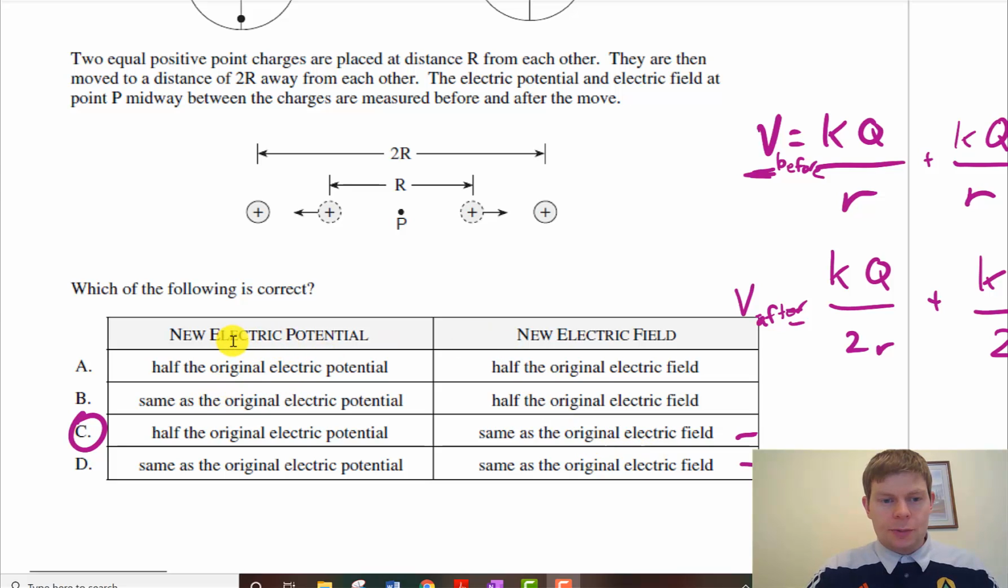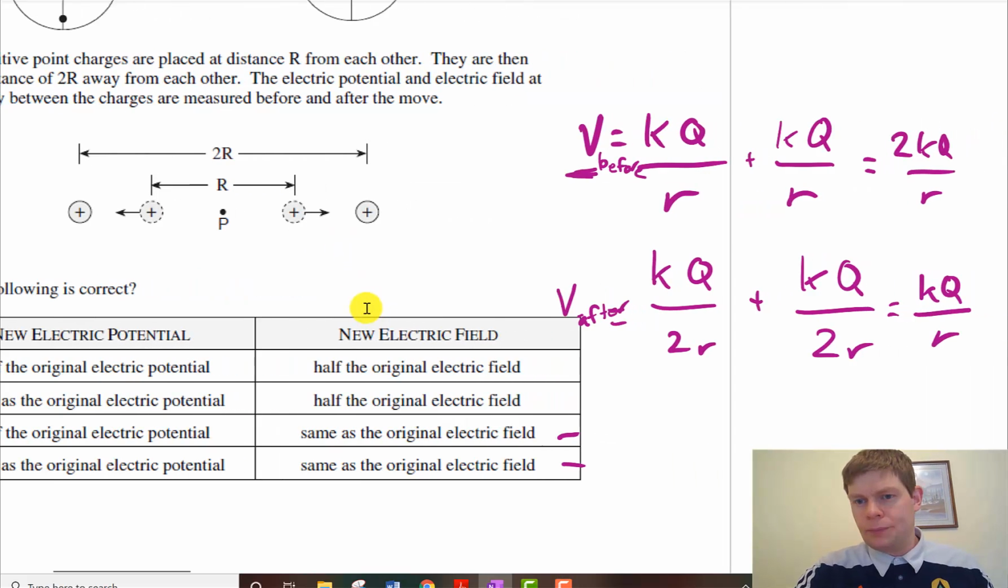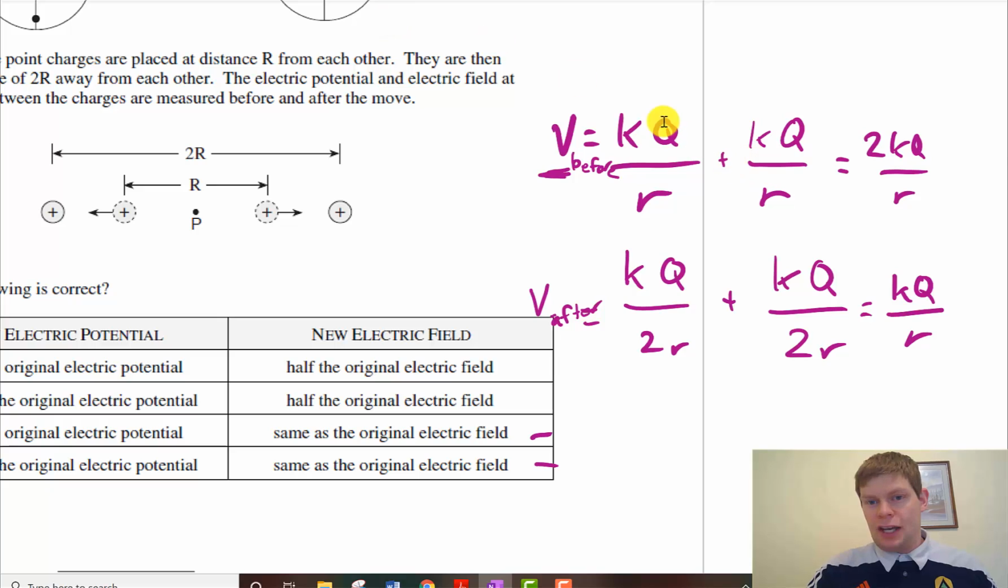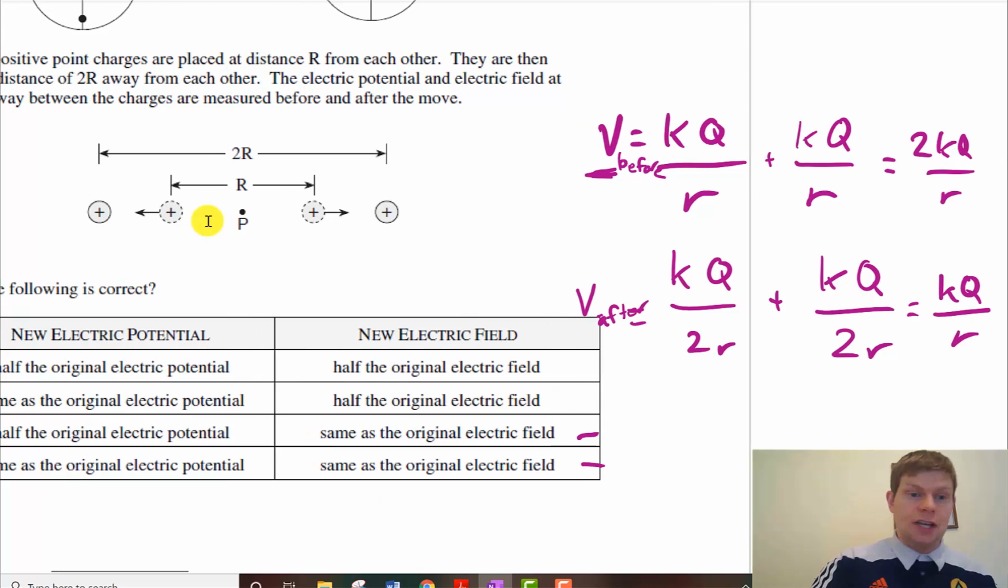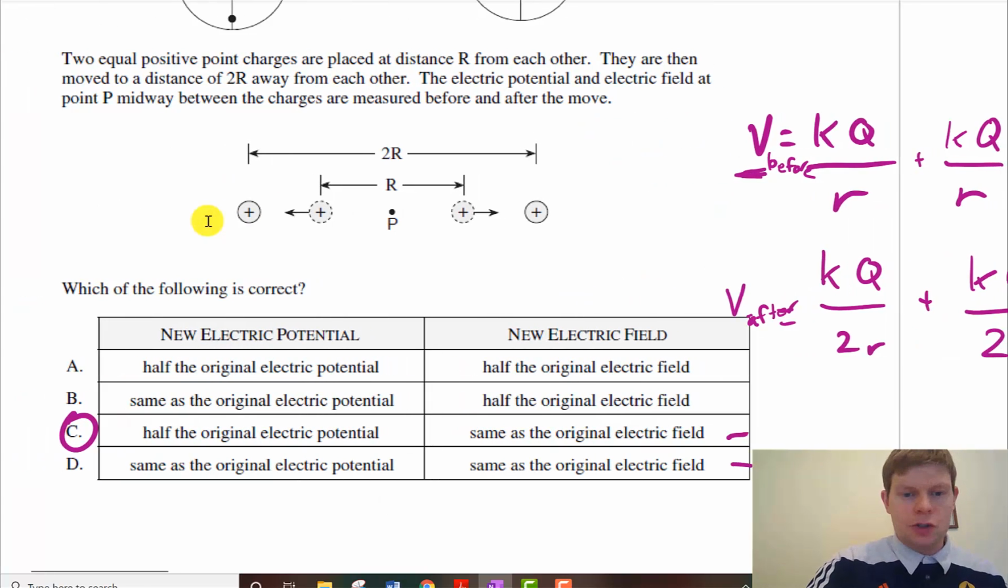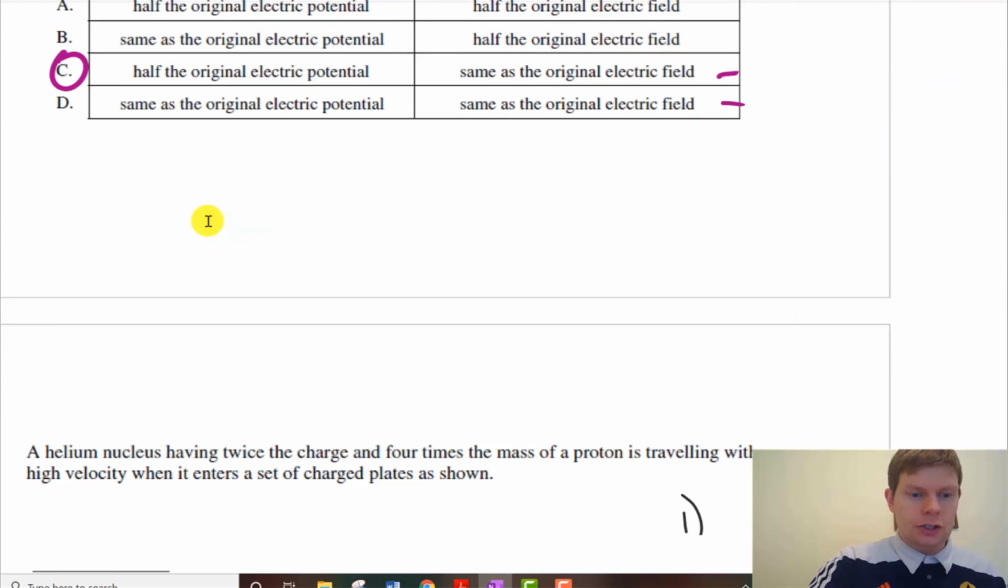The new electric potential, your formula is kQ over r. With these, it's a scalar, so they're not canceling, they are adding. But in this case, if you move them twice as far apart, because it's kQ over r and they're twice as far apart, you get this extra 2 below, and you end up with half the voltage at point P. That's just the formula, and the fact that they don't cancel because it is a scalar, not a vector. It's got units involving joules, not newtons.